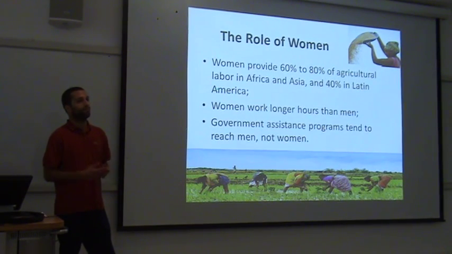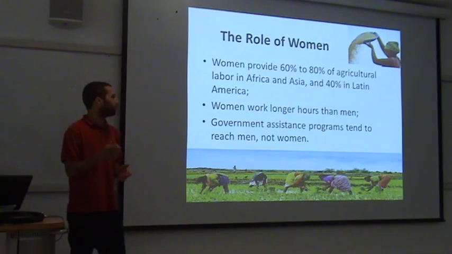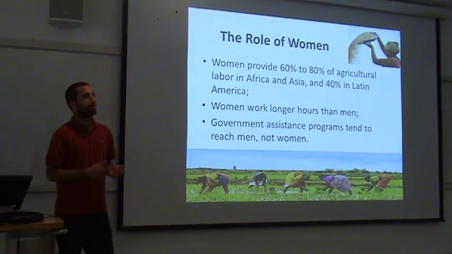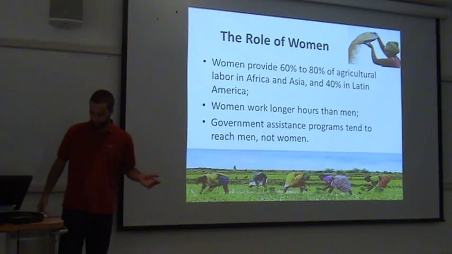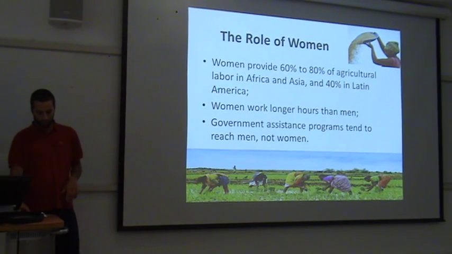They have to go and bring drinkable water and also firewood to cook and other things. And it depends on the geographical location, that can be very demanding, and they can walk miles.